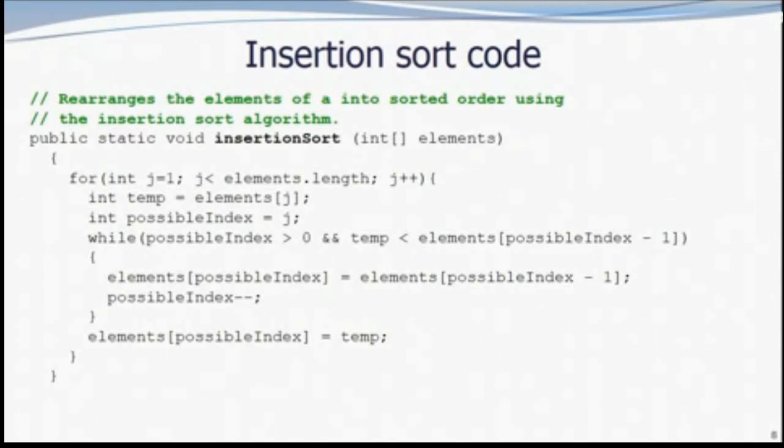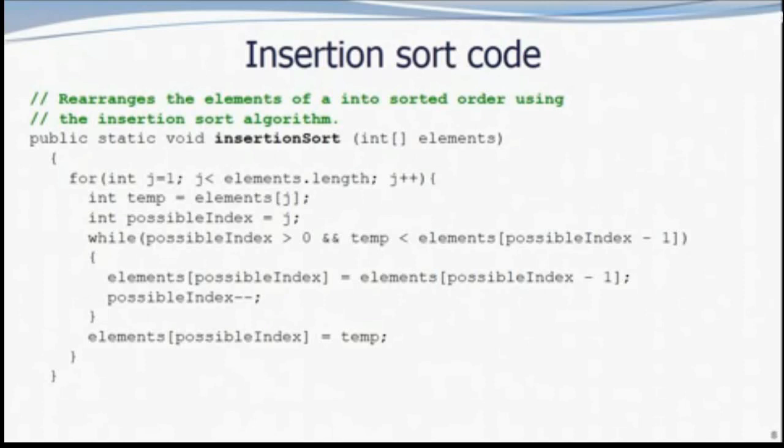We go through the whole list, and as we go through this pass, we get the element we're currently at, the very next element, and we say, okay, its new possible index is going to shift. Right now, both J and the new possible index are in the same place. Now, keep going so long as possible index is greater than 0, and that element that we're currently at is less than the element at my new possible index. We're checking the one before it.